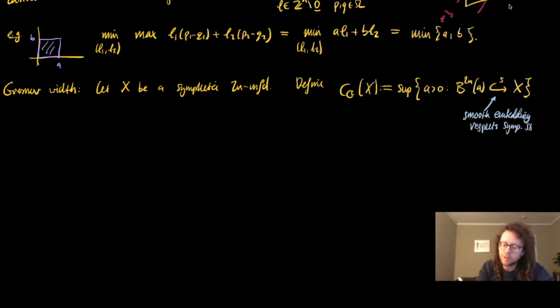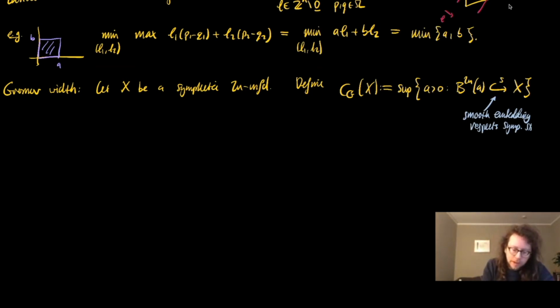Okay, so heuristically, what is this? Essentially, it's the radius, up to maybe some factor of pi, of the largest ball that embeds into your space X. The largest ball may not exist, so that's why it's a sup. But intuitively, we're saying how big is the biggest ball we can fit into X?